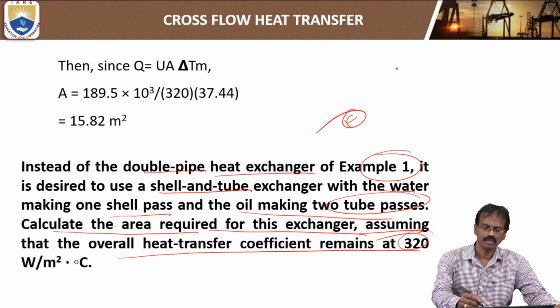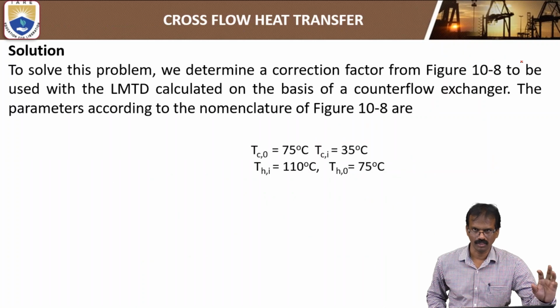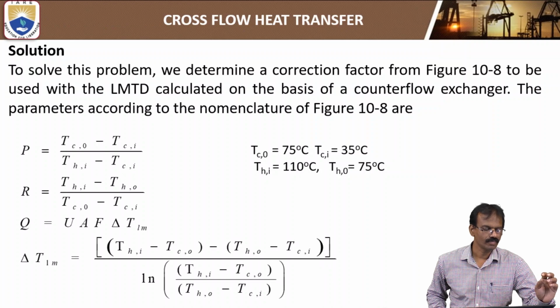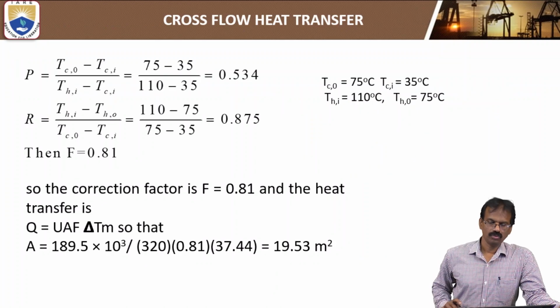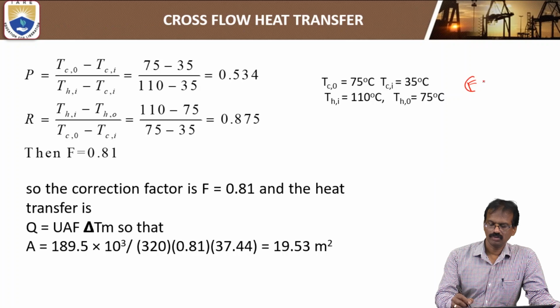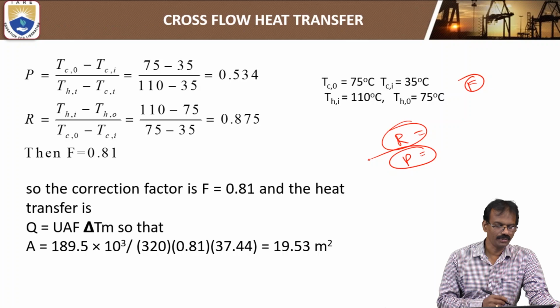So we have to find out the F value. For this one, the condition is one shell and multiple tubes. By using the data book, you can take that diagram. By using that diagram, you have to find out the F value. For finding the F value, you have to find out R and P. These are very important. By using this R and P, you can find out the F value.